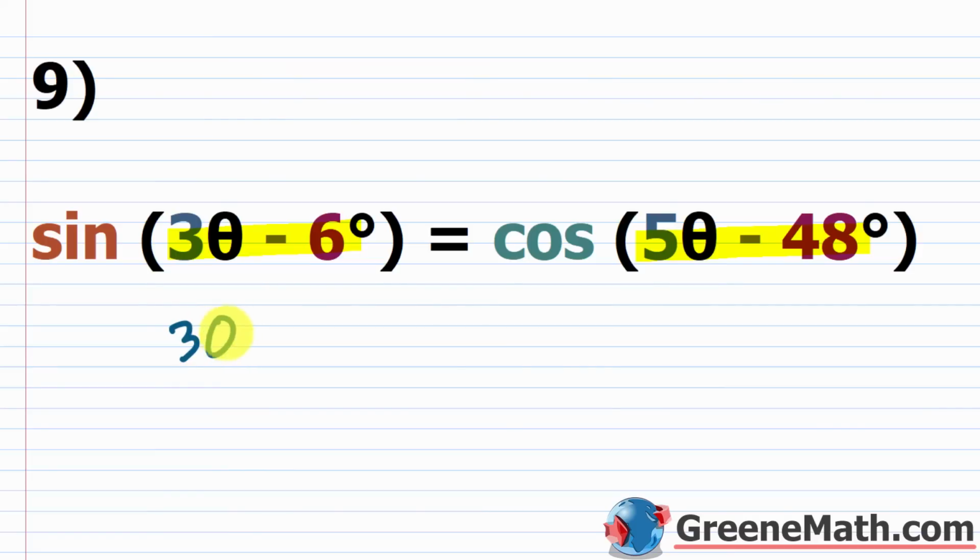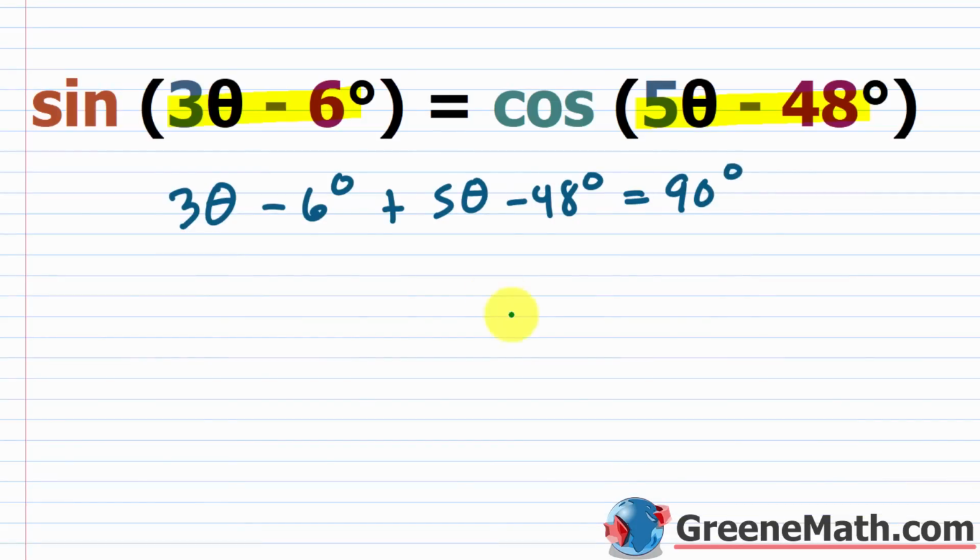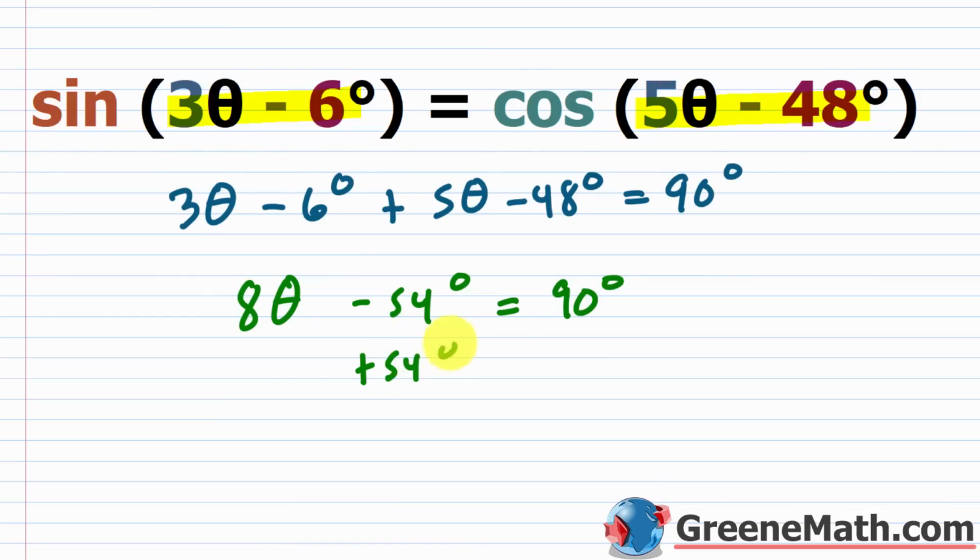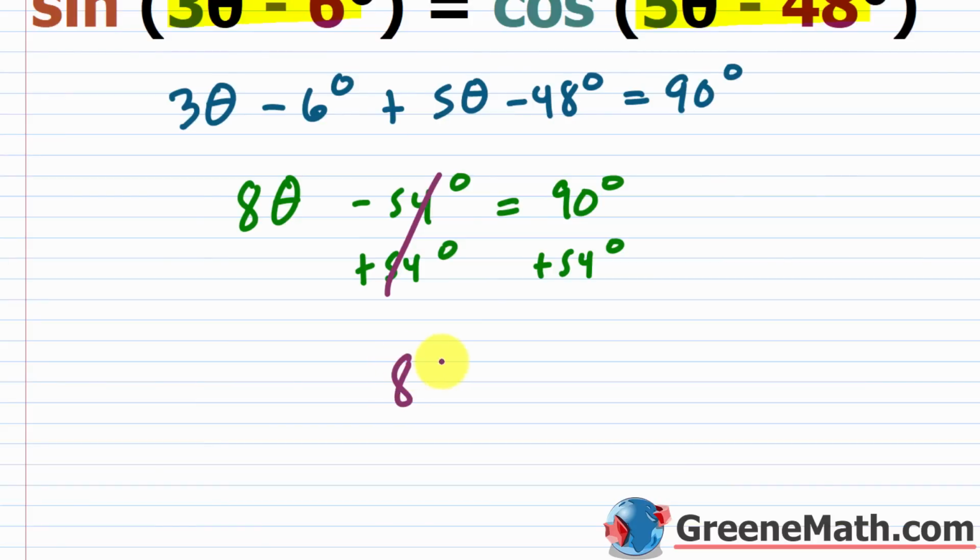I'll say 3 times theta minus 6 degrees plus 5 times theta minus 48 degrees is equal to 90 degrees. Okay, let's slide down just a little bit. And what I'll do here is say that 3 times theta plus 5 times theta, that's 8 times theta. And then negative 6 degrees minus 48 degrees, that's going to be negative 54 degrees. And then we have this is equal to 90 degrees. Let's add 54 degrees to both sides of the equation. Let's cancel that away from over here. And what you're going to have is 8 theta is equal to 90 degrees plus 54 degrees. That's going to be 144 degrees.